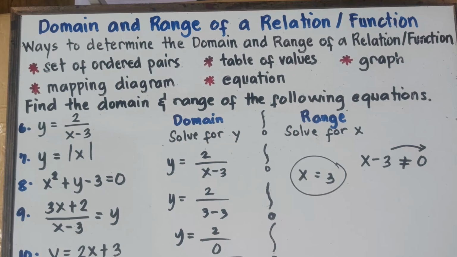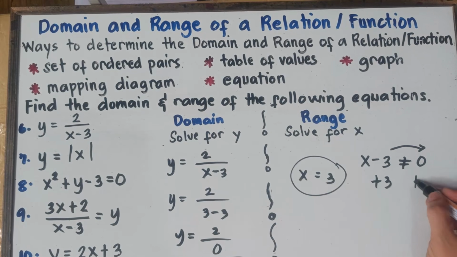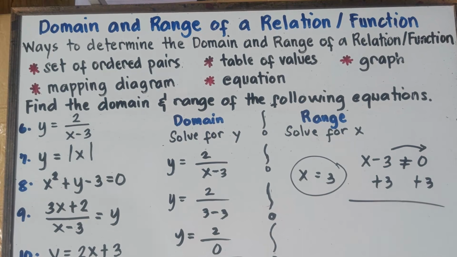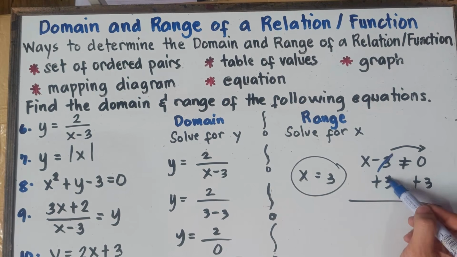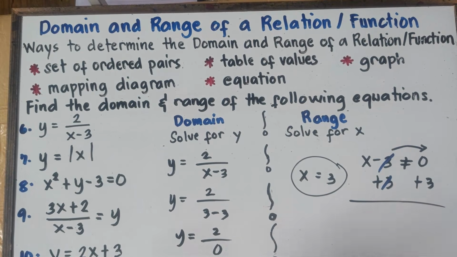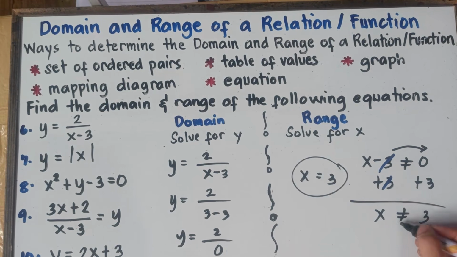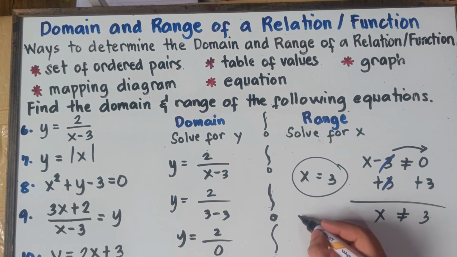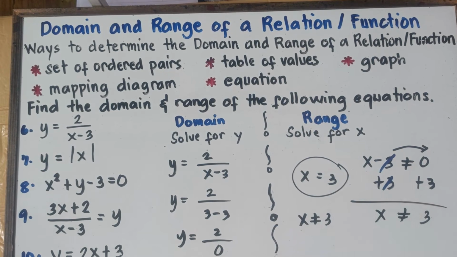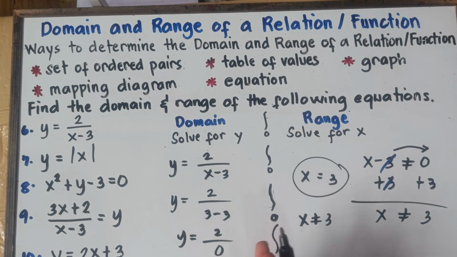Or you can apply the properties of equality: add 3 to both sides so that you cancel this out, because negative 3 plus 3 is 0. Then copy x, and 0 plus 3 is 3. Copy the not equal sign. Therefore, x should not be equal to 3. So you can have x as 1, 2, or positive 5. That would be really fine.